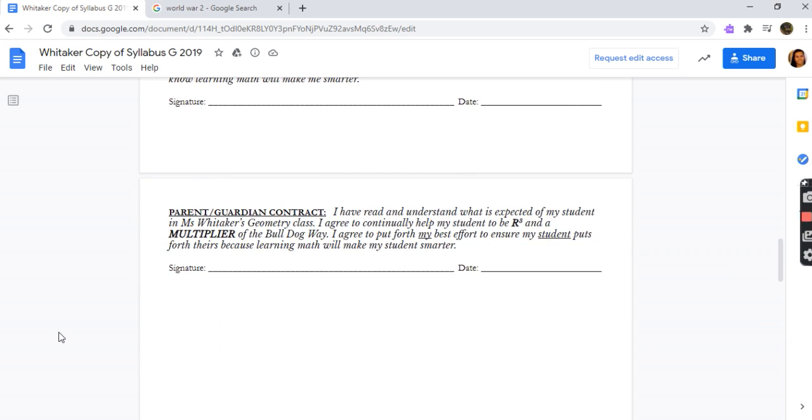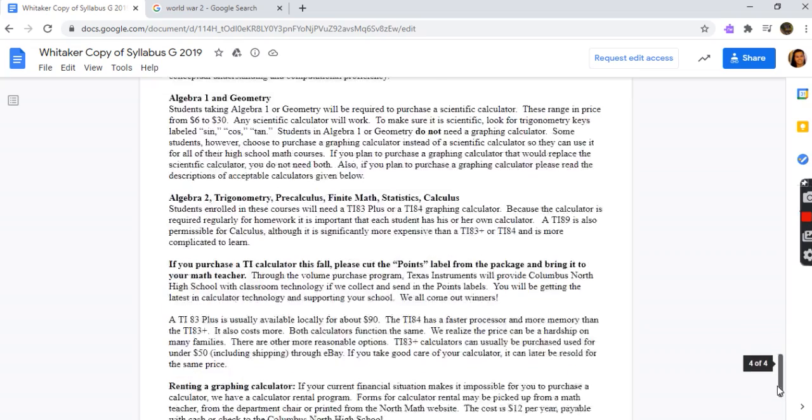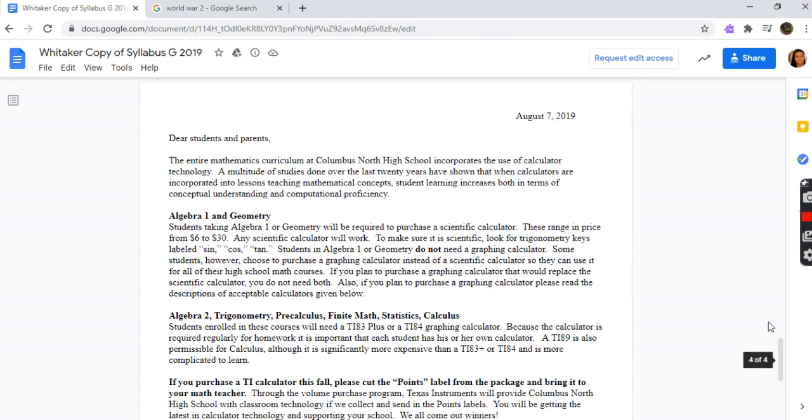Parent and guardian. I have read and understand what is expected from my student in Mrs. Whitaker's geometry class. I agree to continually help my student to be respectful and a multiplier of the Bulldog way. I agree to put forth my best effort to ensure my student puts forth theirs, because learning math will make my student even smarter. Okay, that's about it. Oh, wait. It's not? Oh, darn it. Dear students and parents, which was signed by August 7th, 2019.